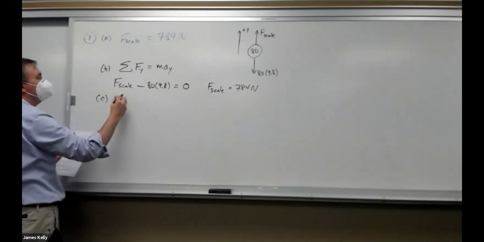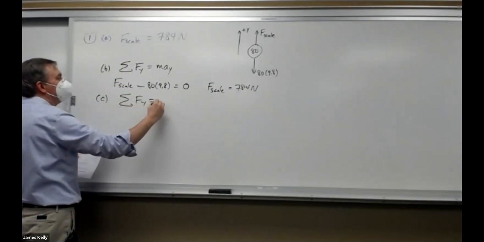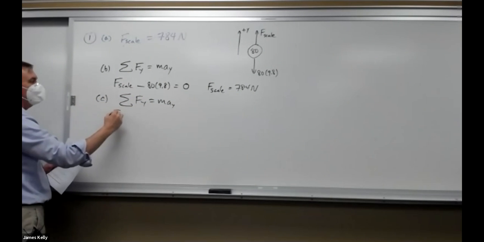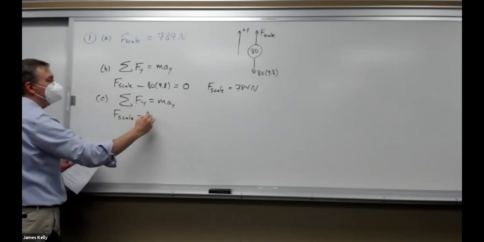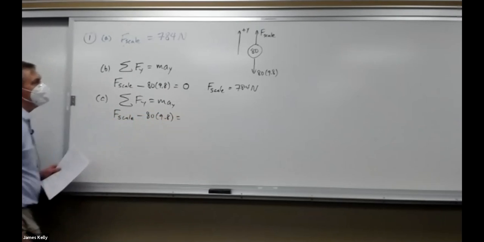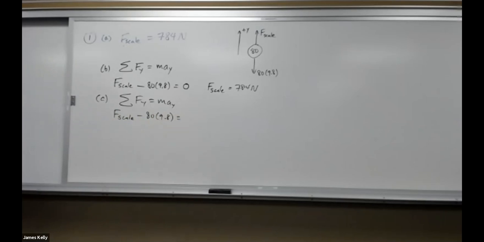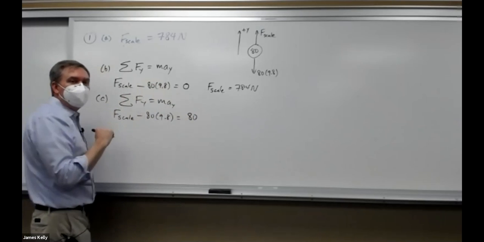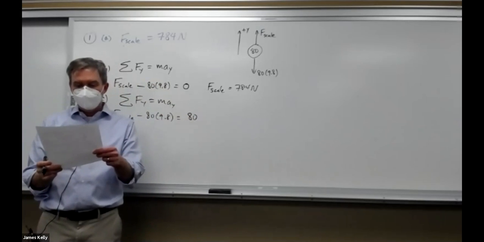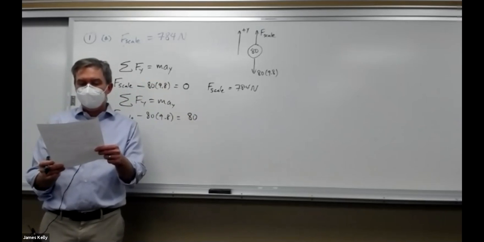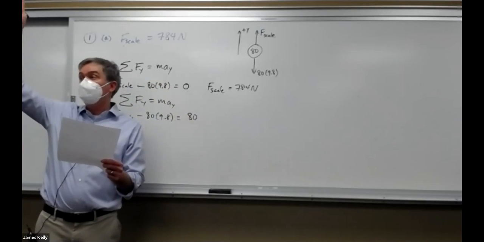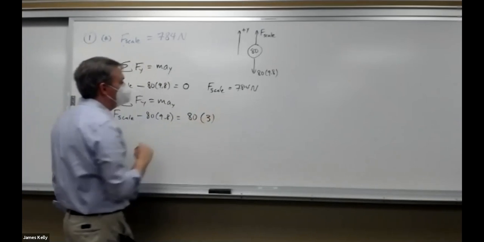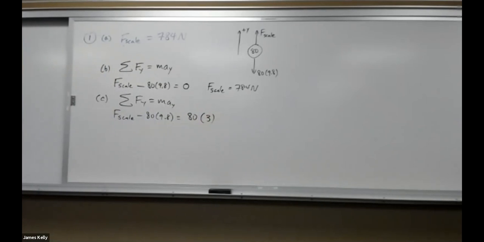So the left-hand side of the sum of the force y components equals may is exactly the same. I'm going to choose my same y-axis direction. F scale minus 80 times 9.8. But it's the right-hand side that's different, right? M is 80. And a_y is what in this problem? Plus 3, minus 3, plus 3, because it's accelerating upward, right? And that means the acceleration vector points in that direction. That's a positive y component. See, I'm dropping the units because everything's in SI units.